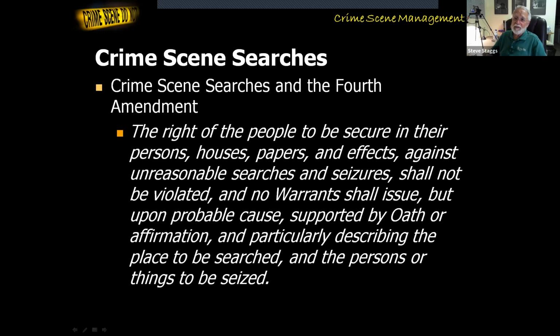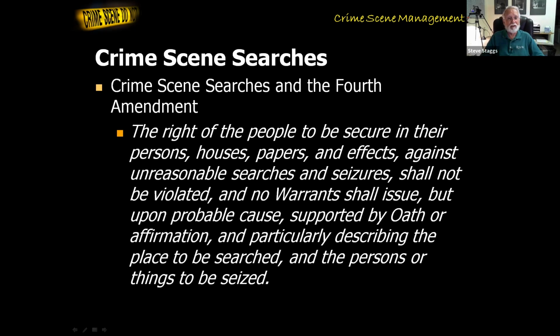The Fourth Amendment states this: the right of the people to be secure in their persons, houses, papers, and effects against unreasonable searches and seizures shall not be violated, and no warrants shall issue but upon probable cause supported by oath or affirmation, and particularly describing the place to be searched and the persons or things to be seized. This is the Fourth Amendment.